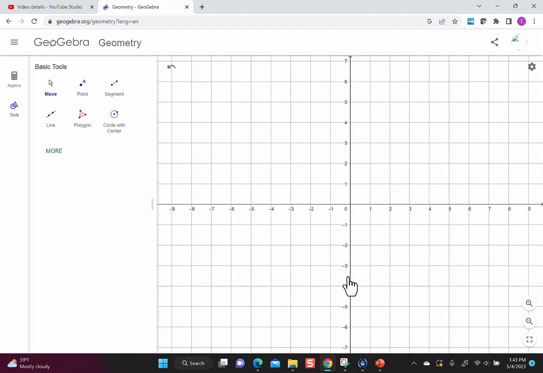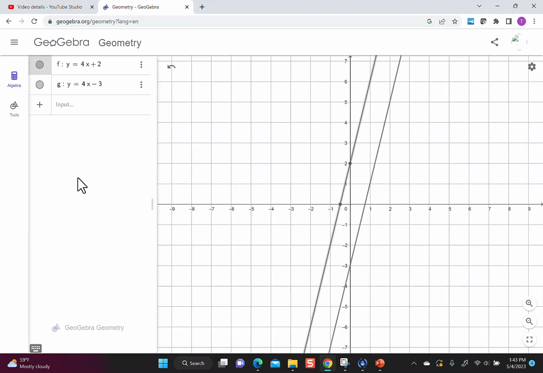I'm in GeoGebra Geometry because it has some other tools that I want to use. So I just turned the grid on and I'm going to go to the algebra, and algebra is where it lets me put in my equations. So hopefully you're not surprised by the graph of this. You have two lines that are not touching.